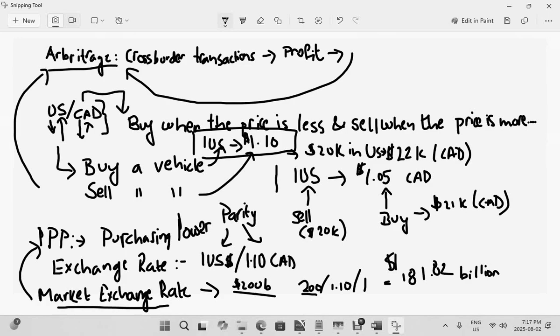Because this market rate has to do with purchasing power parity, we are going to use PPP for two reasons. Number one, to compare GDP and other economic stats.